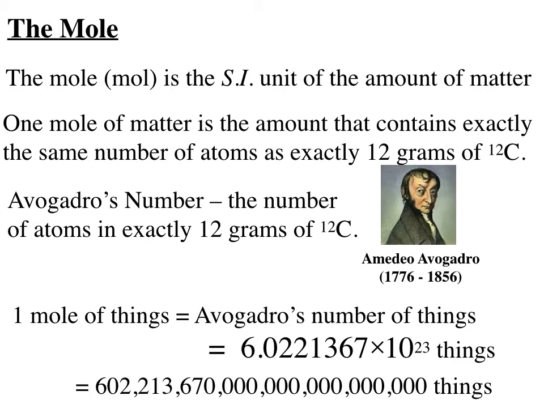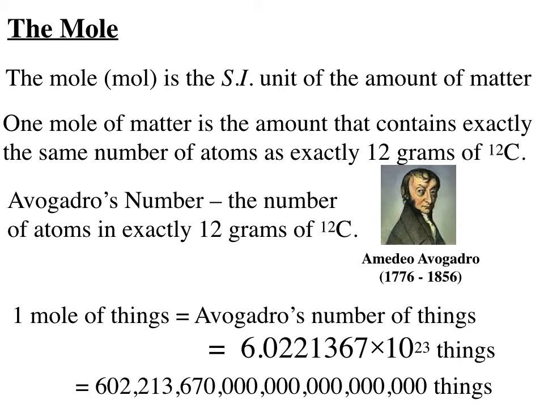Now I want to point out to you that Avogadro had nothing to do with the establishment of this number. It is simply named in his honor. He was a very important Renaissance man and chemist in the first half of the 19th century. And again, Avogadro's number is named in his honor. He really had nothing to do with establishing what it was.